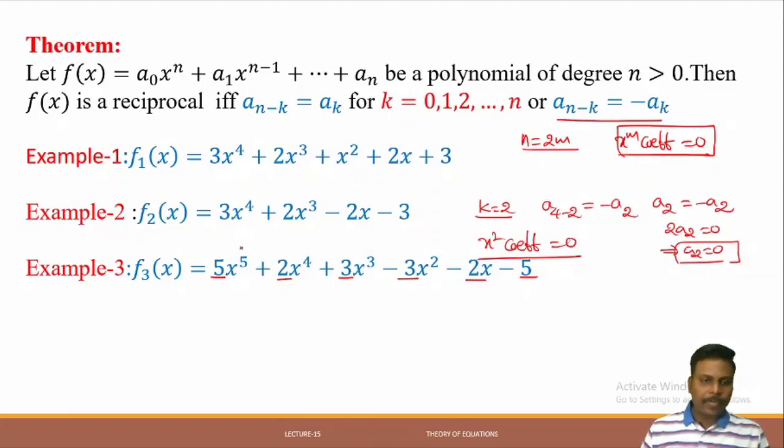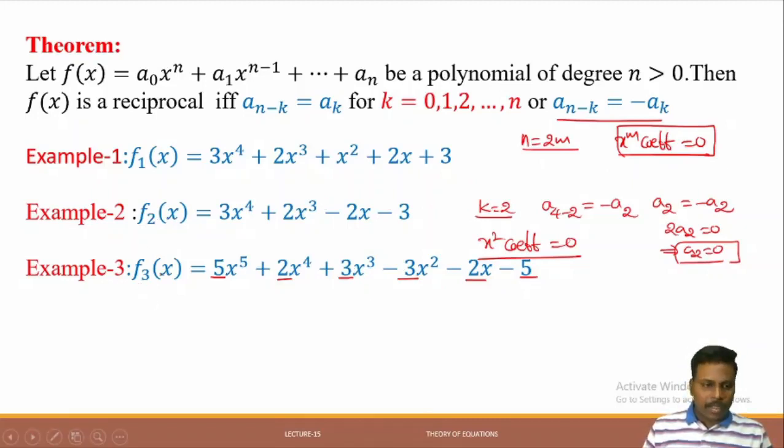that's not a problem. But for an even degree polynomial, if n is equal to 2m, then the x to the power m coefficient must be 0. Okay, now you can clearly identify the difference between example 2 and example 3.